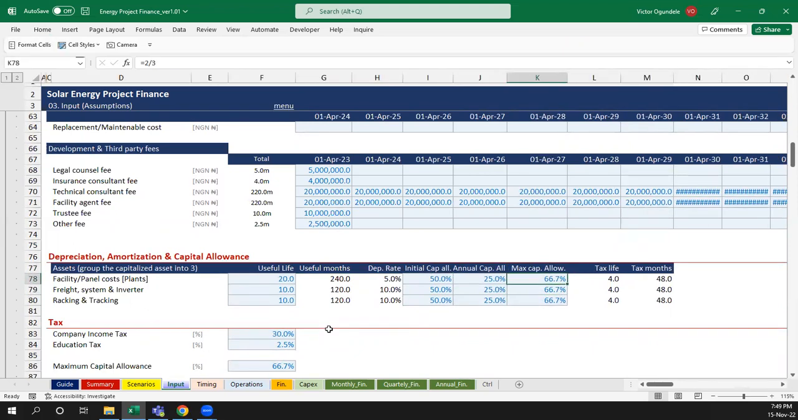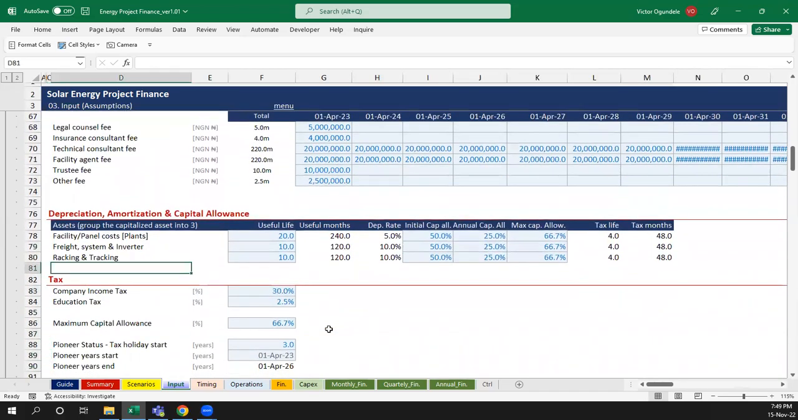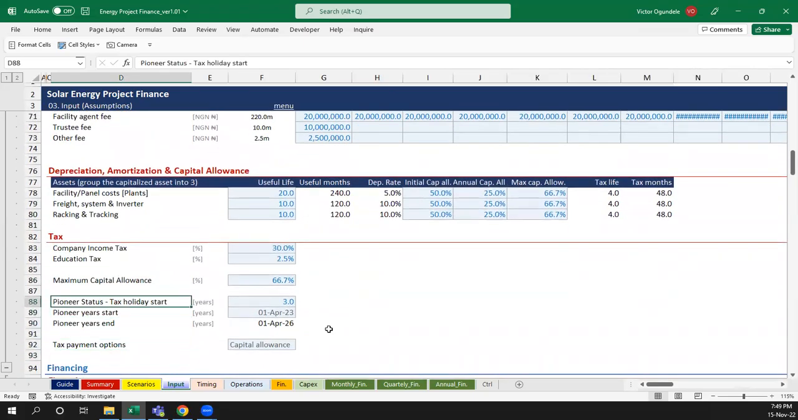So you also need to consider tax. So you see the tax life and the expected tax month. For our typical accounting tax, we make provision for our company income tax plus education tax. Maximum capital allowance included. We have the pioneer period. There are some projects where they give you a pioneer period so that the business can actually grow and have sufficient cash. And most times, infrastructure models help to develop the community. So tax option, you can always select your tax option as well.